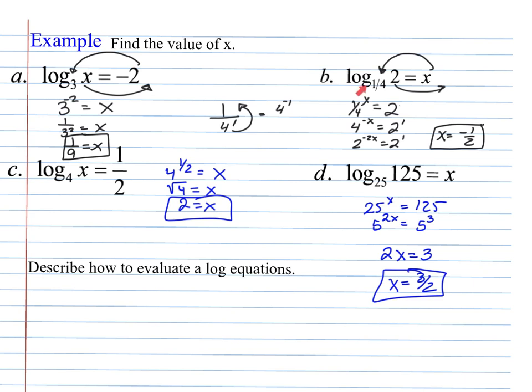We did the same thing for part B. This x became the exponent of the base of 1/4. The 2 went to the right side, which became just a constant. And then we solved them.